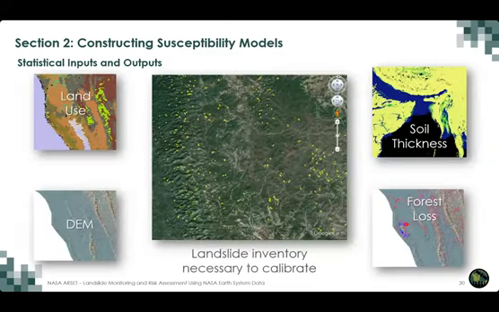So as I mentioned before, susceptibility model inputs and outputs typically would consist of these different input data sets associated with susceptibility: DEMs, land use, soil thickness, forest loss. But ultimately, carrying all this together is an inventory of landslide locations, a data set of the places where landslides have been observed to occur. In this case, we're showing an image of a polygon data set of mapped landslide locations. We would use that to then train a model that can then produce an output of susceptibility analysis.